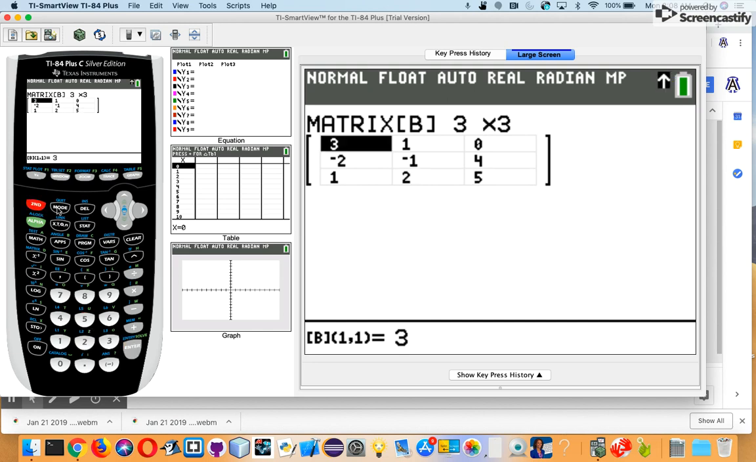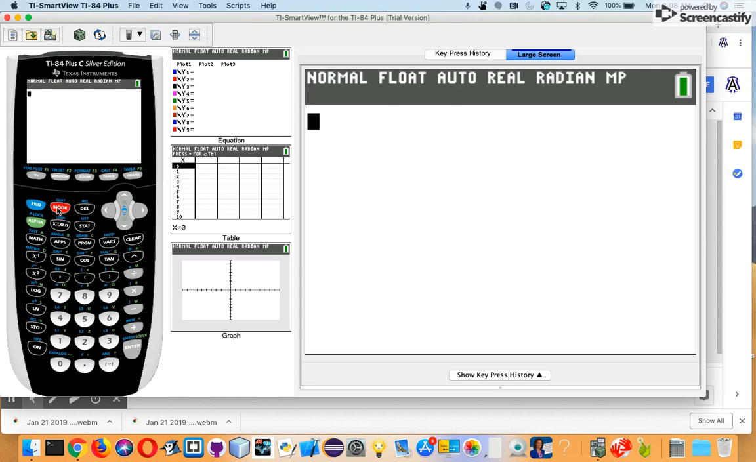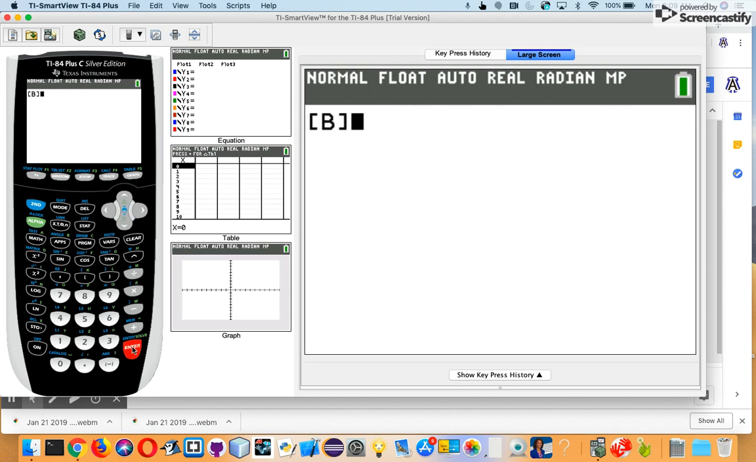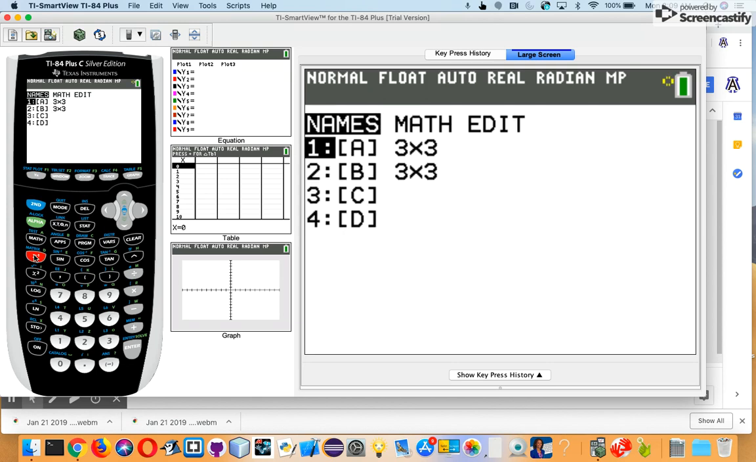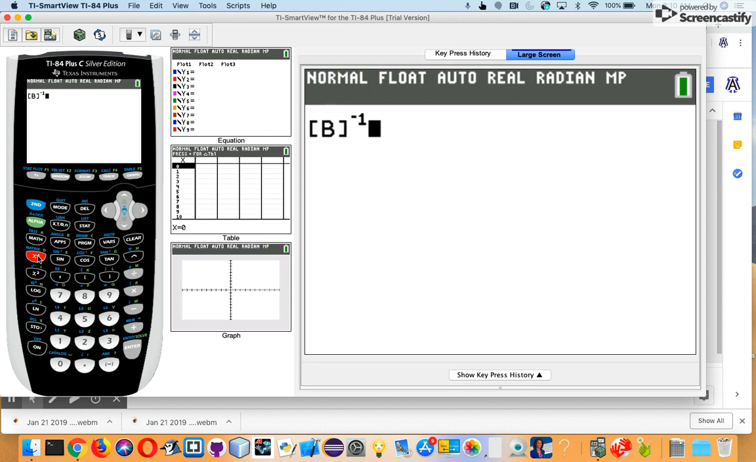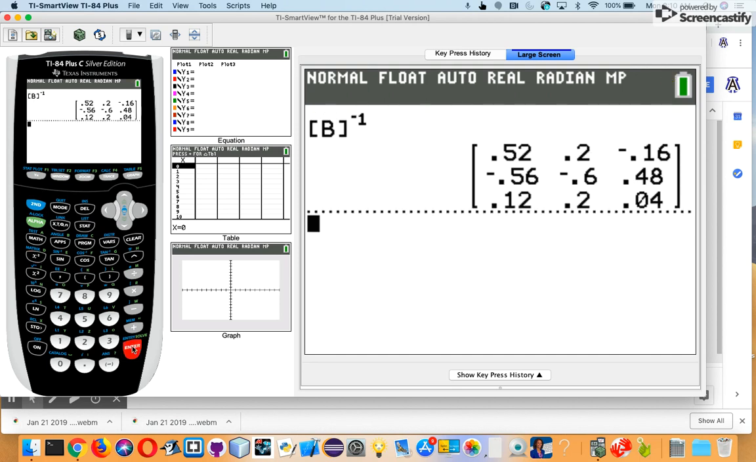Now when we do second quit, we get out of that. We want to do an operation here. To pull it up, I'm going to do second matrix, and then I go down and select B, and that will pull it up. And then to get the inverse, I hit this x and -1. I hit enter there. Oops, did too many times. I'm going to clear this out and just do it again. I'm going to hit second matrix, go down to B, enter, and then hit this once. There we go, and just hit enter. And those are our values.